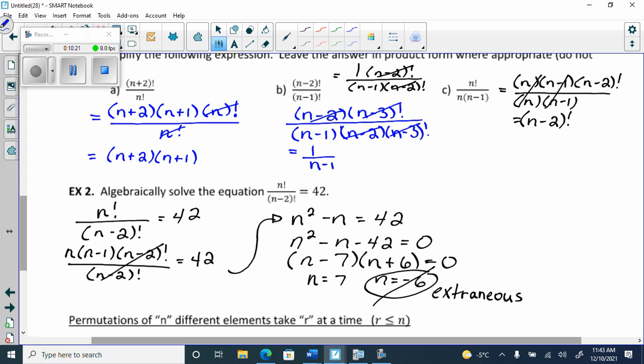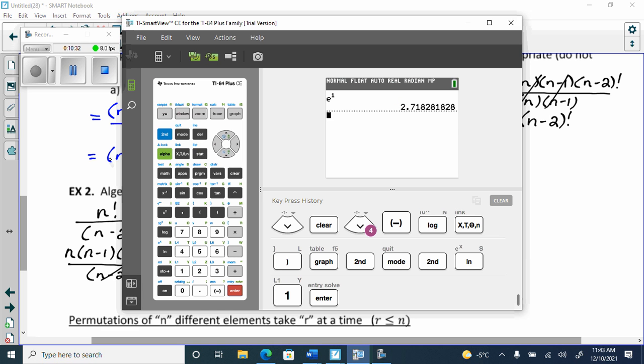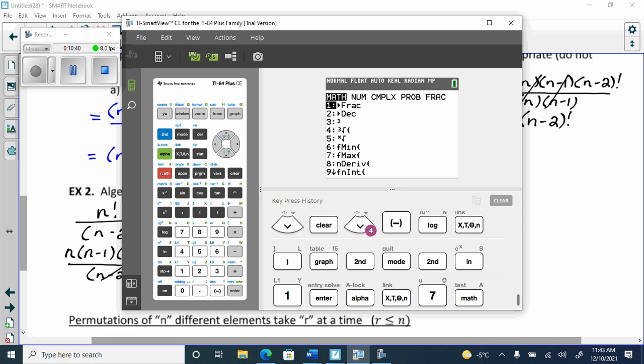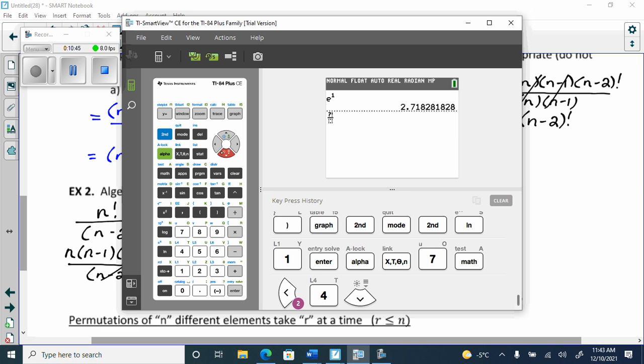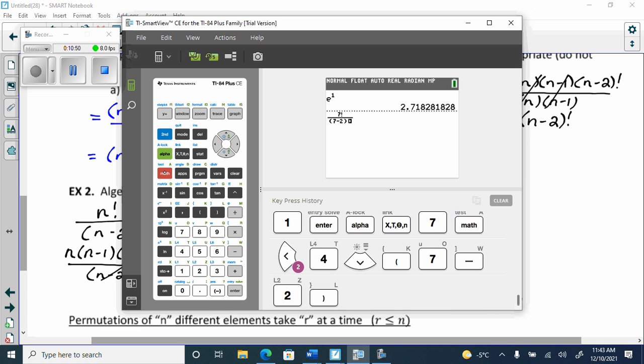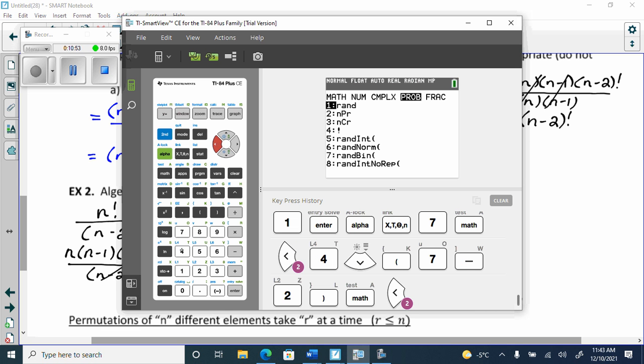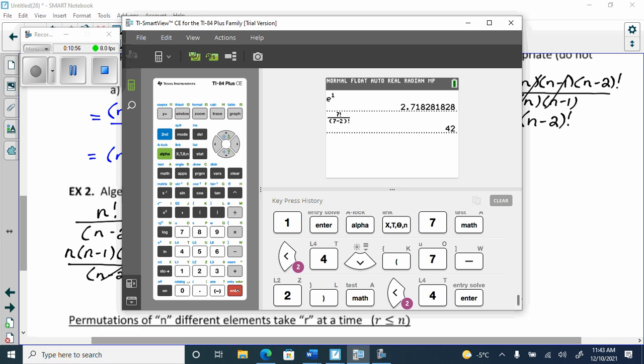And then we can check and see if this makes sense. We'll type it in. So we're going to go in a fraction, 7 factorial. Remember how to get it? I'm going to go alpha link, but 7 factorial, math over to probability. I arrow to the left because I get there faster. Number 4 over 7 minus 2 factorial. If you have the old calculators, you just have to make sure to put it in brackets. And I get 42. So I know I'm right.